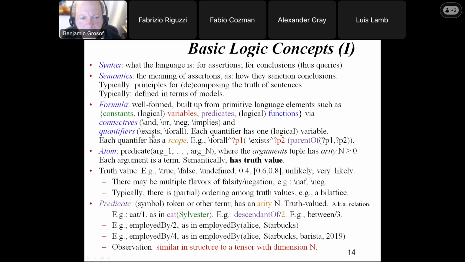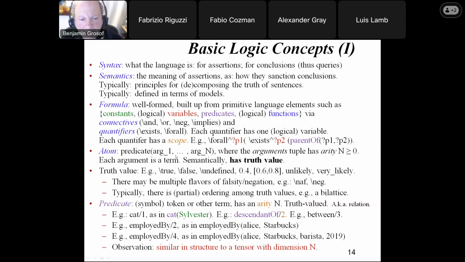So we talk about a particular existential quantifier, which has an associated single logical variable, and the quantifier also has a scope. I'm using color here as a kind of key to some of the pieces of a formula. So here we have the formula: for all ?P1, there exists a ?P2 such that ?P1 is a parent of ?P2. Here parent of is a predicate, it gets a truth value. ?P1 is a logical variable. ?P2 is a logical variable, and we use the convention of prefixing logical variables with a question mark.